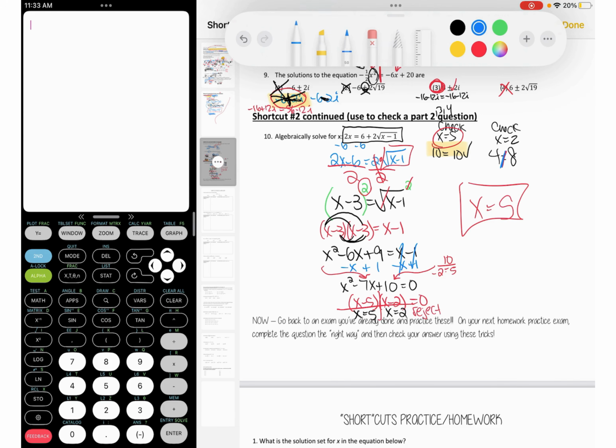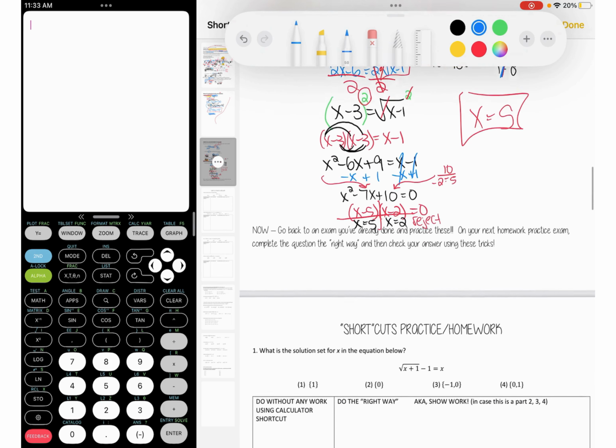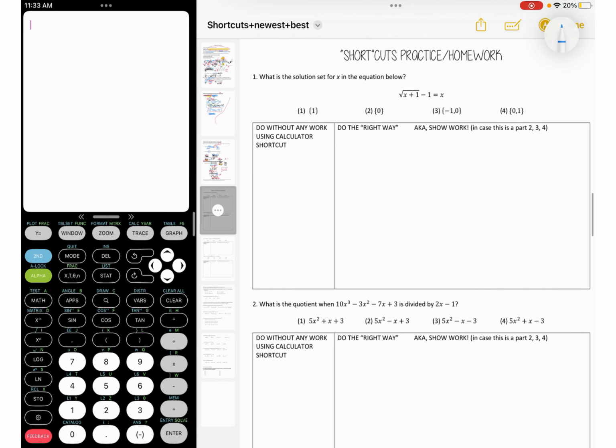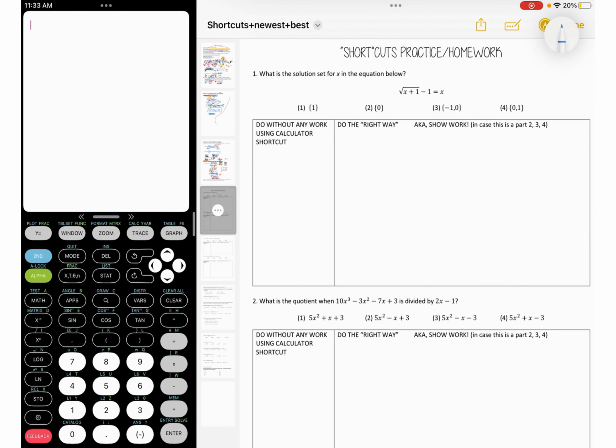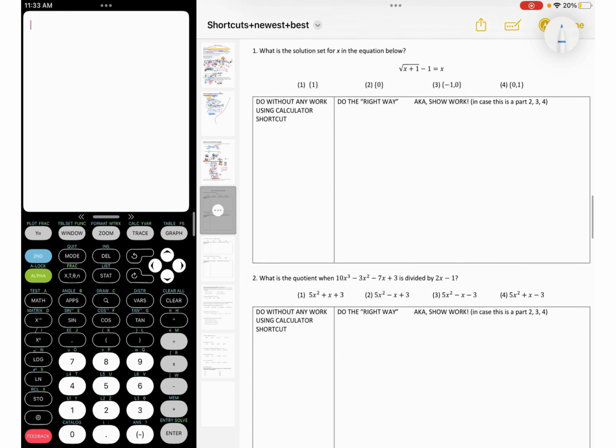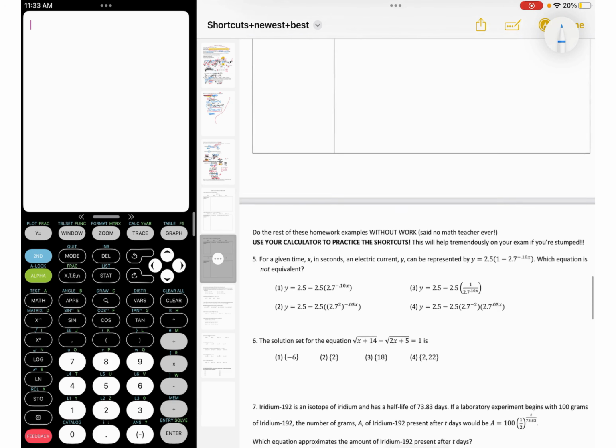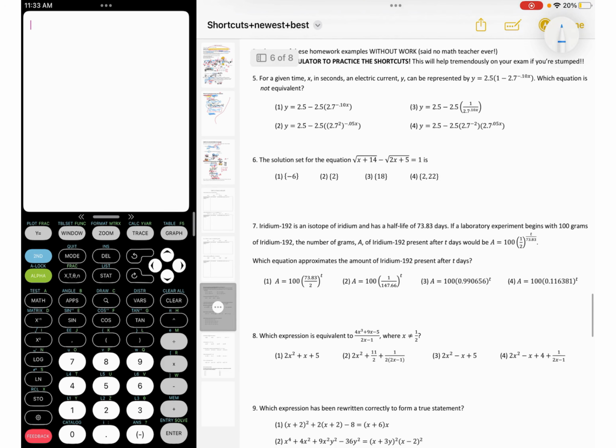Okay, if you want to practice more of these shortcuts, I am going to show you a couple of blank pages. You can take screenshots of this to give it a try, and I'll show you the answers at the end. So take a screenshot of this if you want to practice.